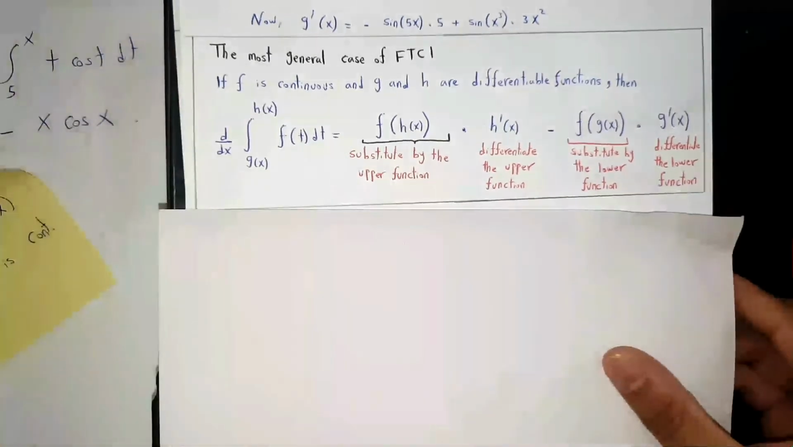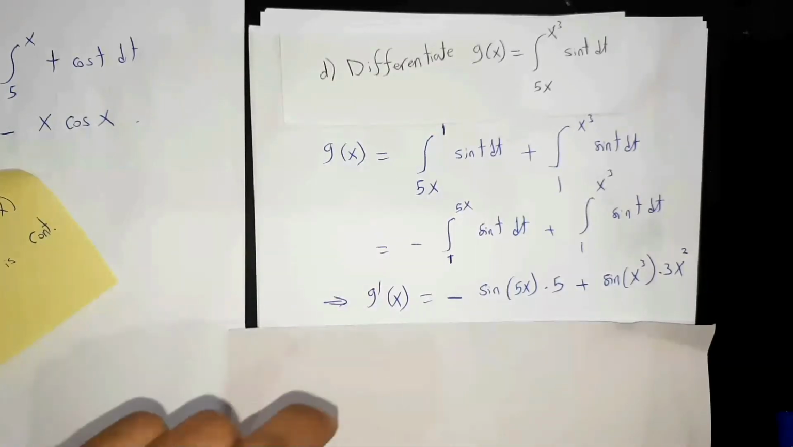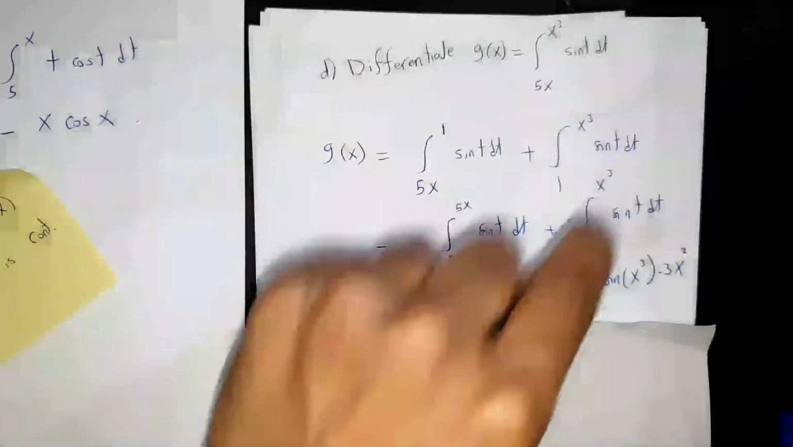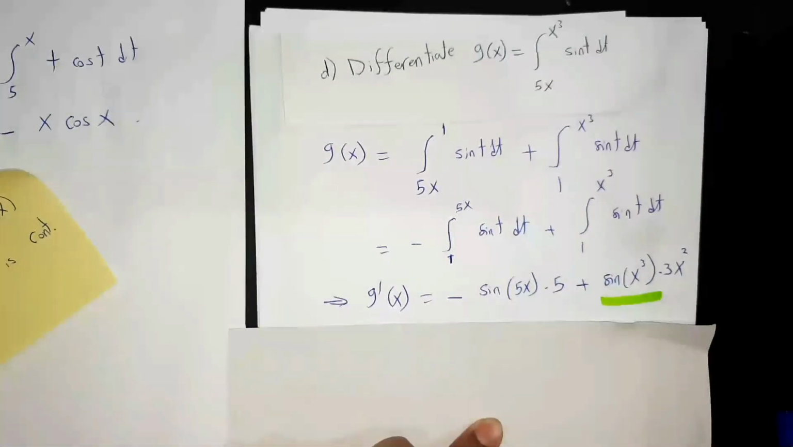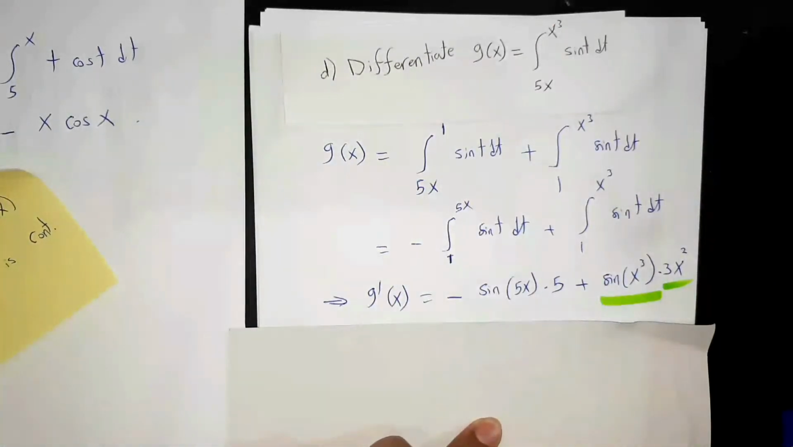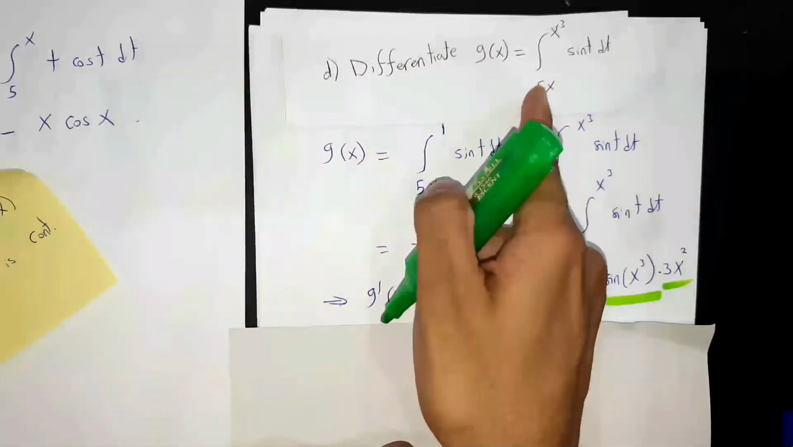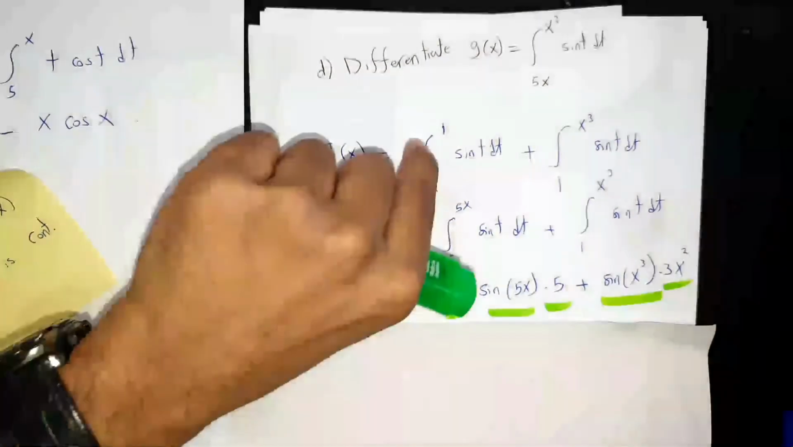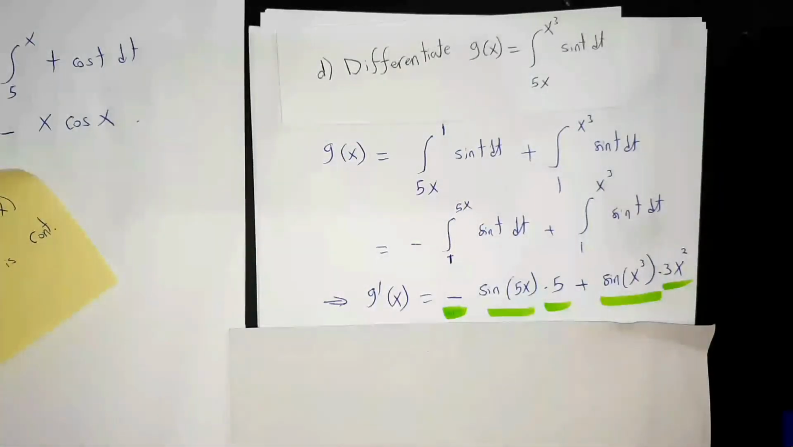Let us go back to the previous question. You see here, first you substitute by the upper function, you get sine x cubed. We have it here. Then you differentiate the upper function, that is what? 3x squared. Then you put minus. Substitute by the lower function, which is sine 5x, then differentiate this 5x to get 5. The minus sign comes from what? Switching the boundaries. Is it clear, ya shabab?